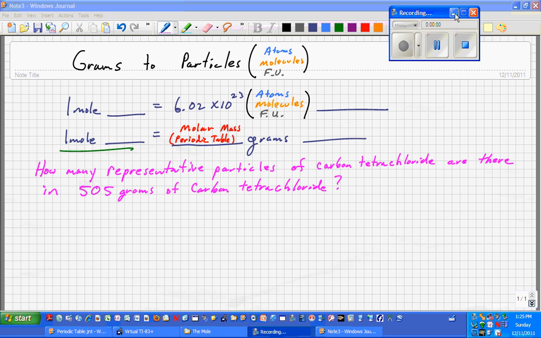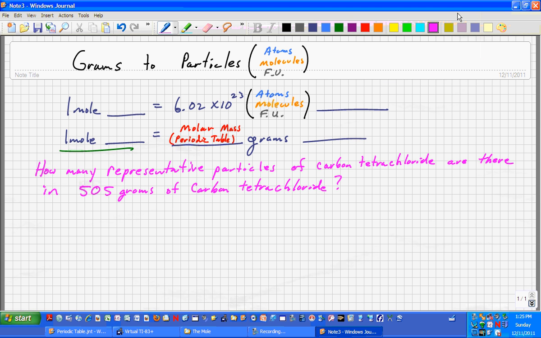Here's another example of some stuff we did in class, converting grams of a material to particles of a material, particles meaning atoms, molecules, or formula units. If you're watching this, you obviously care about your grade. So here's a suggestion. Read the question, hit pause right now, and try the problem on your own.